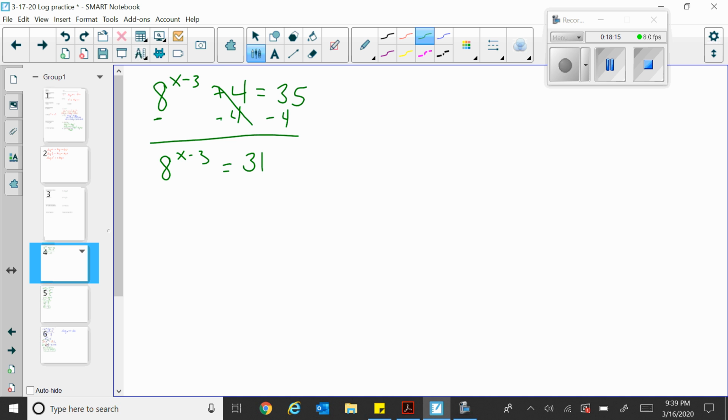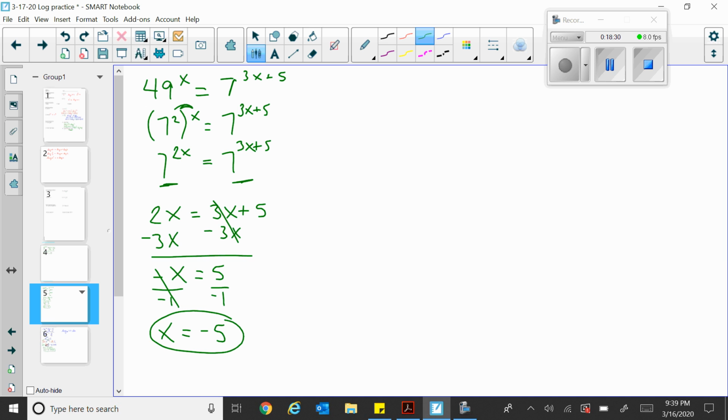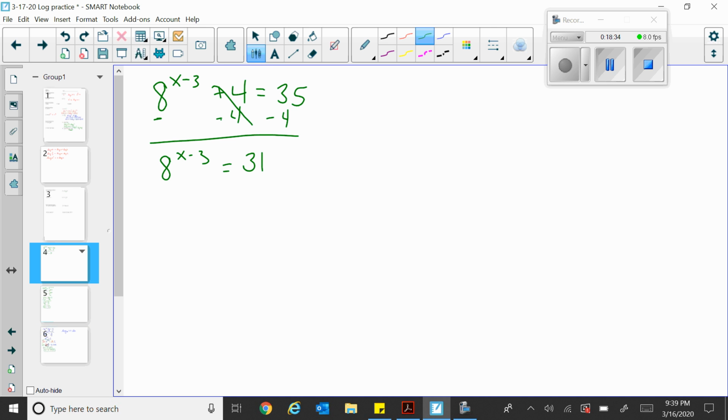Now, if I could get these to have the same base, that would be awesome. But I can't raise a number to a power and get 8 and take that same base and raise it to a power and get 31. It's not possible. I'm referring to how we did this problem right here with the 49 and the 7. We could make those both base 7. But on this one, we cannot make them both have the same base. So that's when you have to take a logarithm. The base of this problem is 8, so we're going to take log base 8 of both sides.